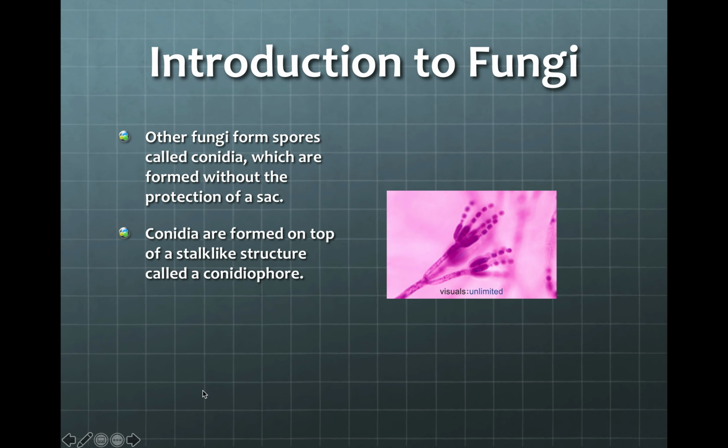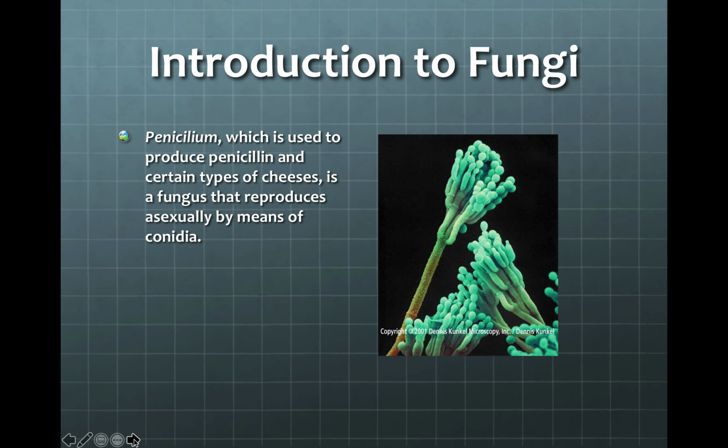All right, now there are some other fungi that form spores called conidia. This is formed without a sac. So conidia, you can see here, are just formed on top of the stalk. In this particular instance, the stalk is called a conidiophore. The conidiophore is the upright stalk, and the spores are formed from these conidia. So this is formation without a sac, and some fungi reproduce that way.